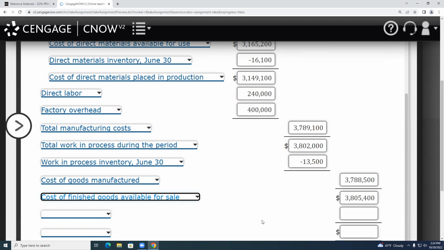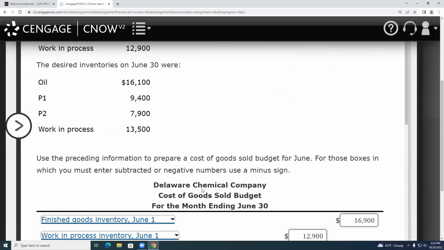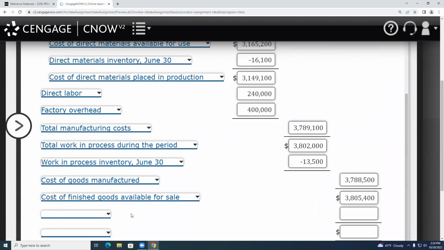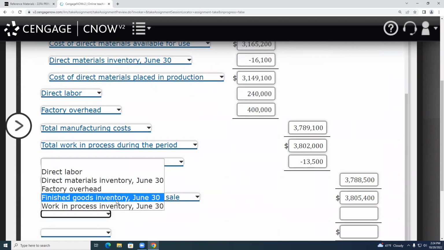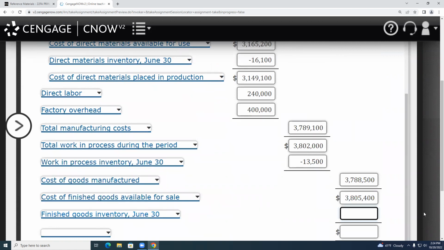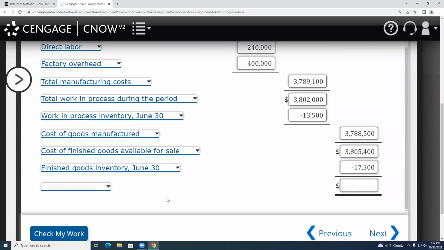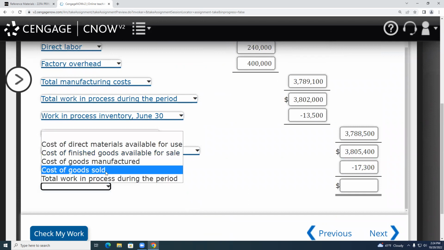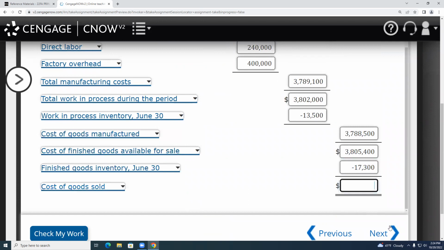Do we expect to sell all of that during the month? No, because right here, we're told, here's how much P1, here's how much P2 we anticipate or we want to have left at the end of June. Add those two together, $17,300 is our expected finished goods ending inventory. And we need to use the negative to show that we are subtracting that value to get our cost of goods sold.